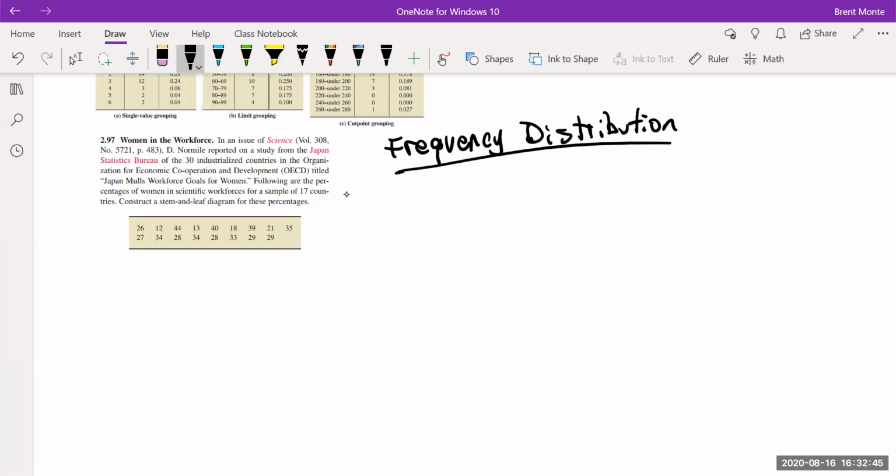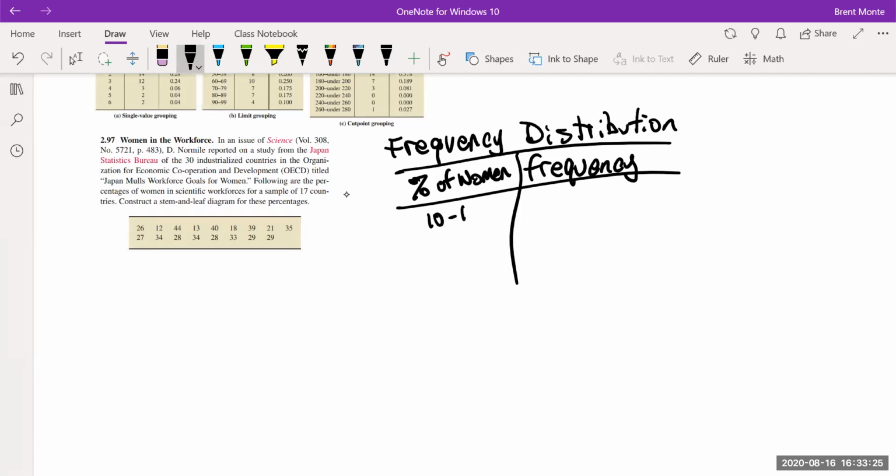So for my frequency distribution, I'm going to say the class, which is the same thing as calling it the group. Oftentimes they use the word class though, and frequency. And for class, let's just do this. Let's erase that. Let's actually call it percentage of women. There's more verbiage there, but so that it fits, I'm just going to narrow it down to that. So percentage of women and the frequency. Let's go 10 to 19%, 20 to 29, 30 to 39, and 40 to 49.